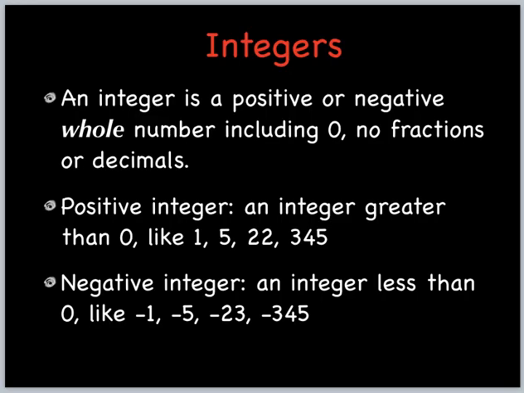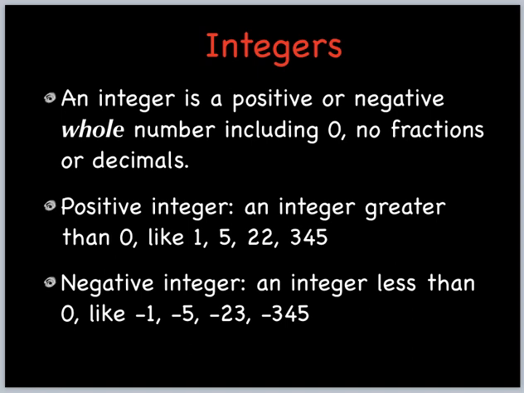So let's define what integers are. An integer is a positive or negative whole number including zero, no fractions or decimals. A positive integer is an integer greater than zero, like positive 1, positive 5, 22, 345, and so on. If you notice, a positive integer doesn't have anything before the number, like a plus sign. Without that, it is understood to be a positive number or a positive integer.